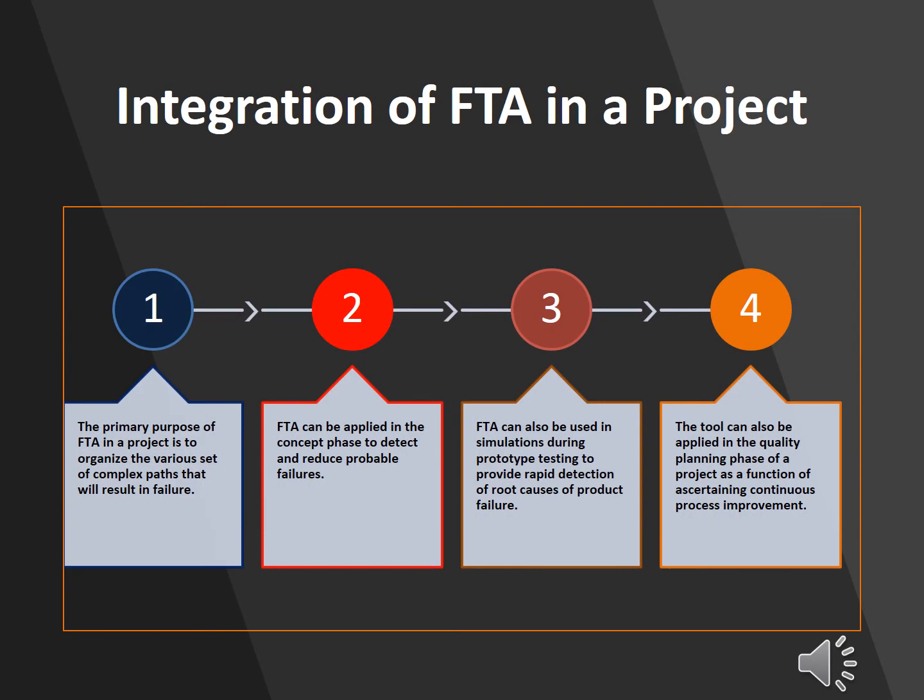FTA integrated in a project. Generally, undesired events can have many possible causal factors, requiring a top-down organization for effective visualization by management. For instance, FTA can be applied in the concept phase to detect and reduce probable failures. FTA can also be used in simulations during prototype testing to provide rapid detection of root causes. Now, the ability to detect causal factors means that FTA can also be applied in the quality planning phase of a project as a function of ascertaining continuous process improvement.